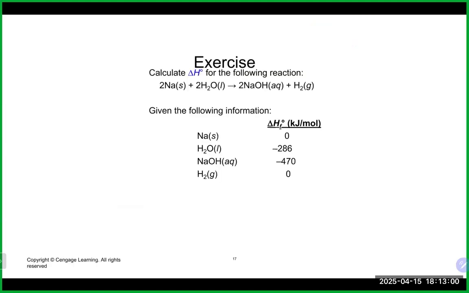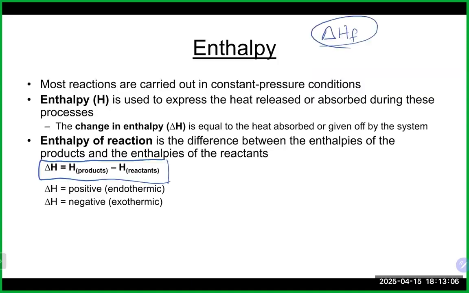So here are some values of delta H of formation from a table. So why don't you calculate that? And by the way, before we do that, let's just talk about how to do that. There would be another slide there, but there wasn't.